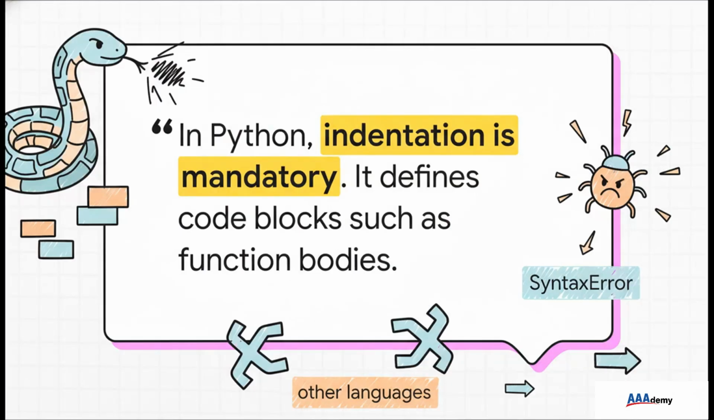Okay, so you might be wondering, how does Python actually know what code belongs inside a function? Well, the answer is a critical, non-negotiable part of the language, indentation. Unlike a lot of other languages that use curly brackets or something, Python uses white space. That block of code that makes up your function has to be indented. If you get it wrong, you don't just get messy code, your program won't even run. You'll get a syntax error.